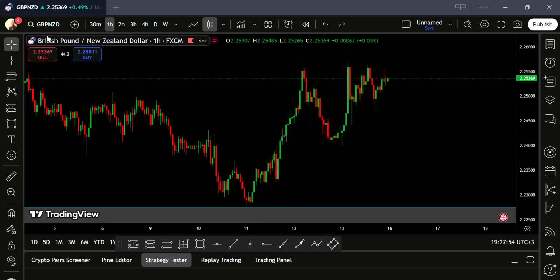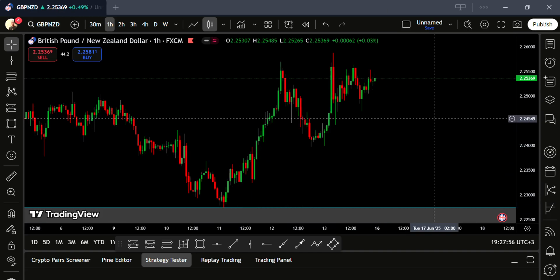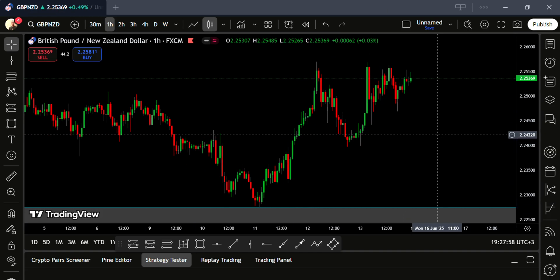So this one we are going to go to is GBP/NZD, just to show that we can try multiple pairs. This is GBP/NZD, and this trade happened last week. So if you followed the same strategy on all these pairs, you were able to get that trade.